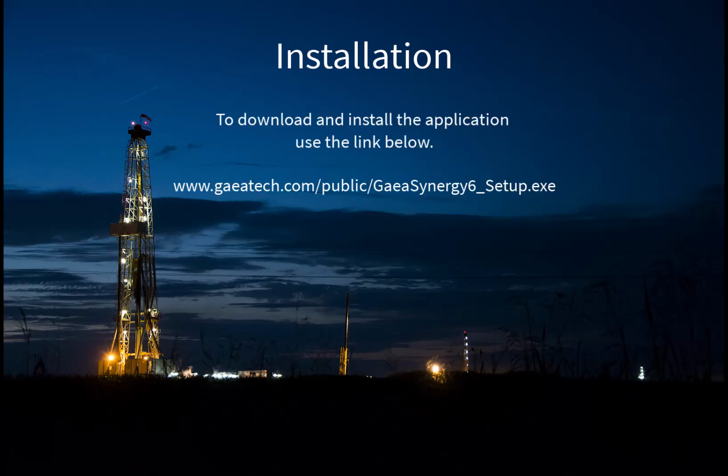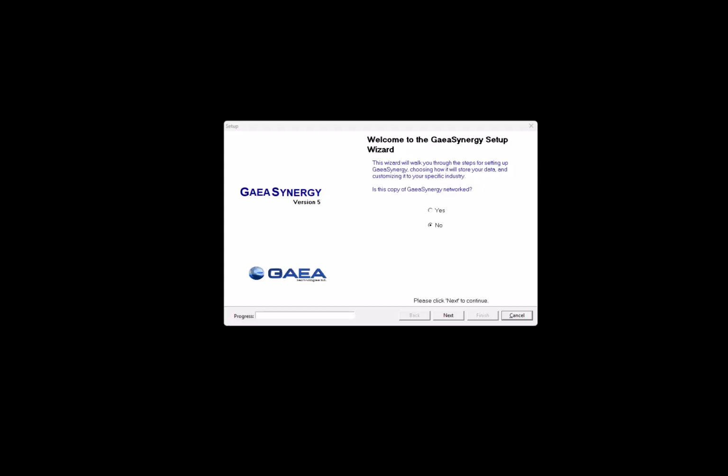To download and install the application, use the link below. After the installation file has been downloaded, click Next to continue. You must be logged on as a system administrator to install the application. Please read the license agreement and warranty and click I accept to continue the installation. The destination folder is the directory where the program will be stored. When the installation is complete, click on the Finish button.